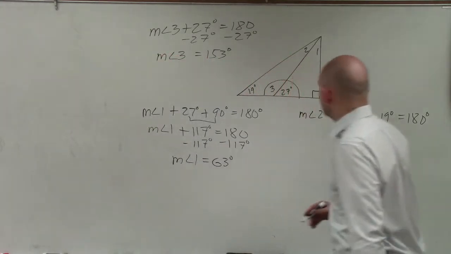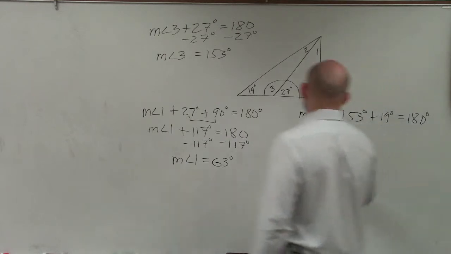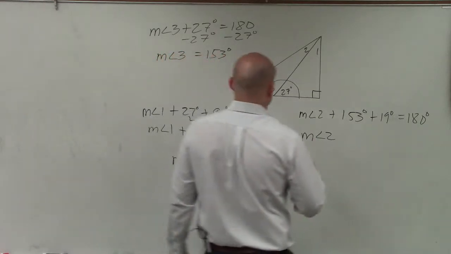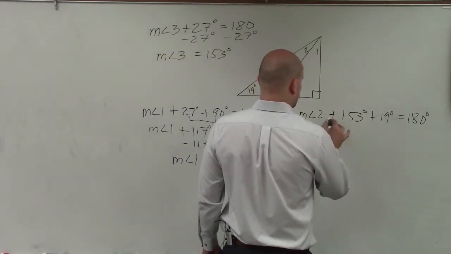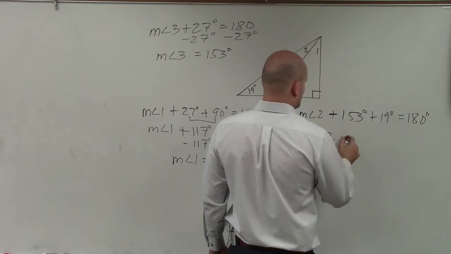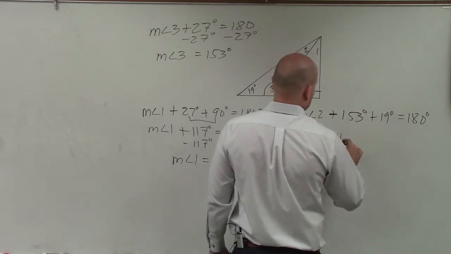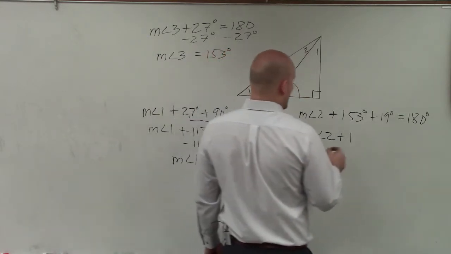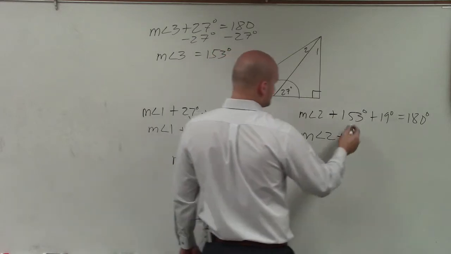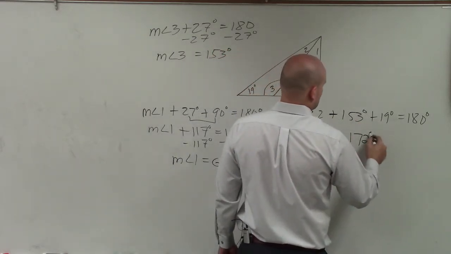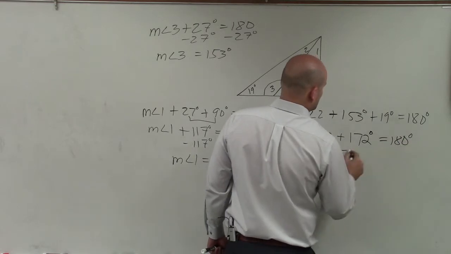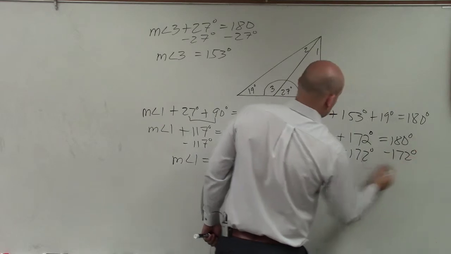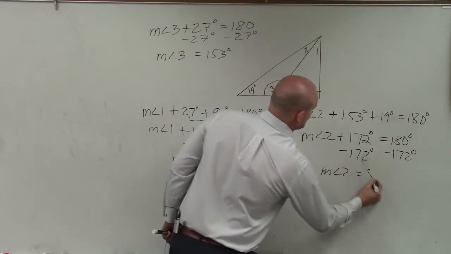And now let's go and figure out what measure of angle 2 is. To do that, again, I'll combine these two. Measure of angle 2 plus 72 degrees, plus 100, sorry, what did I say? 172 equals 180 degrees. Measure of angle 2 equals 180 degrees minus 172 degrees. So therefore, the measure of angle 2 is equal to 8 degrees.